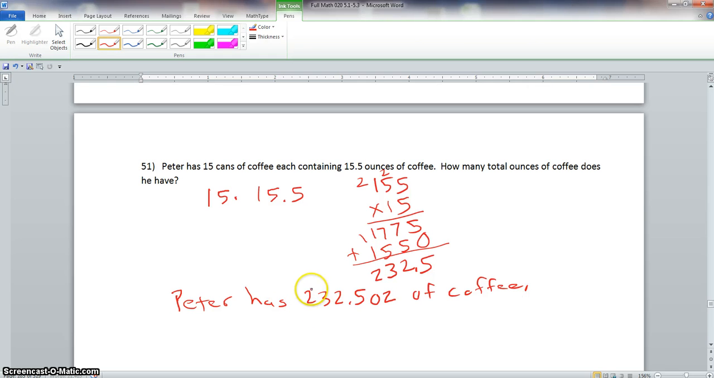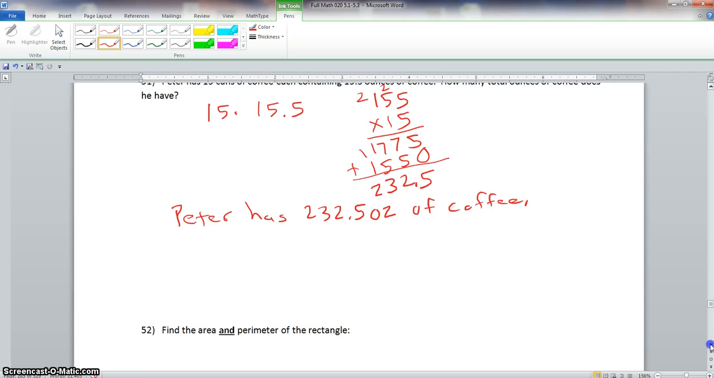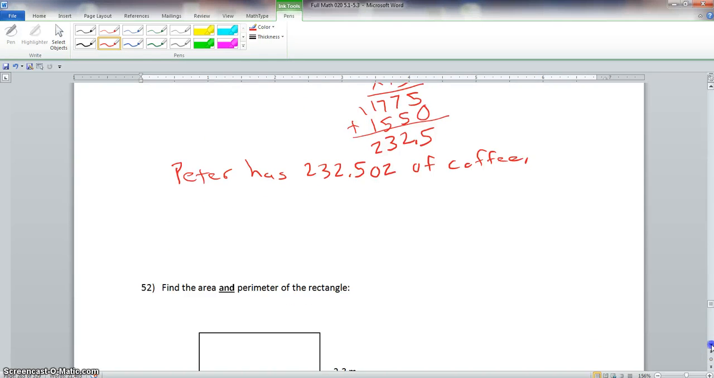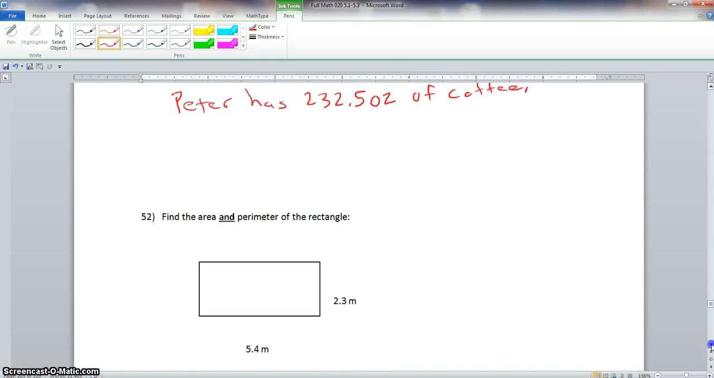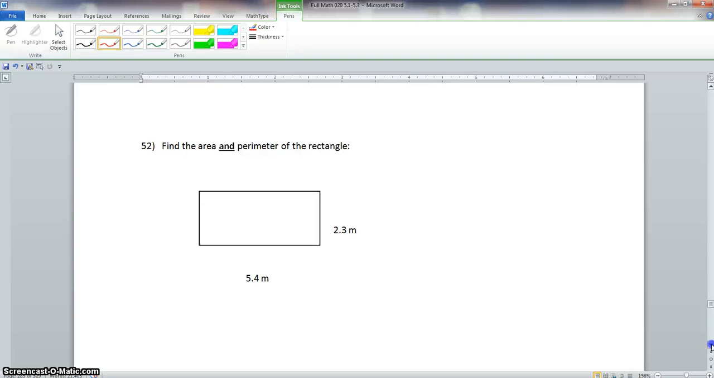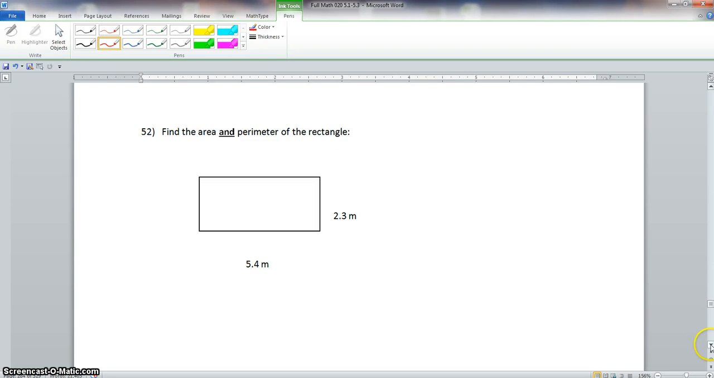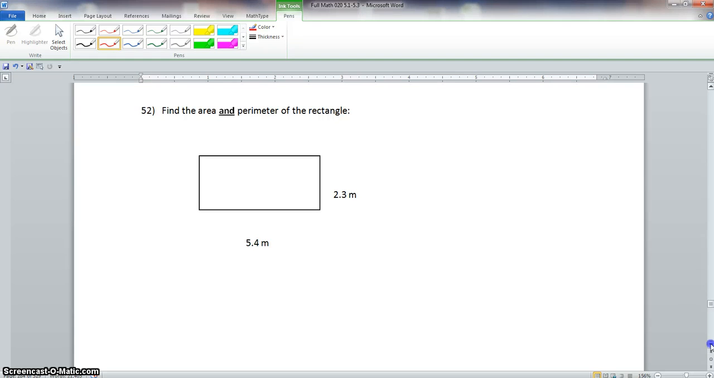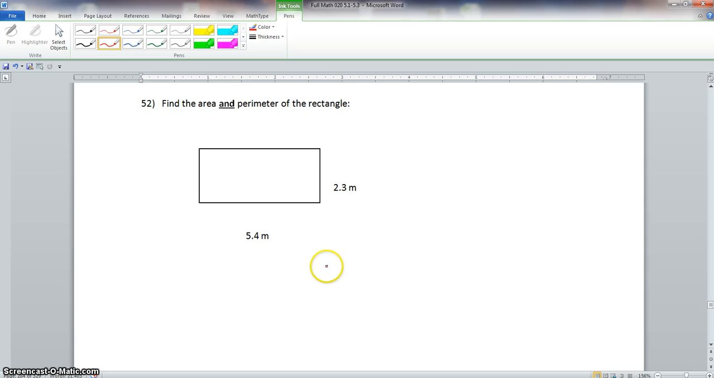Peter has 232.5 ounces of coffee, but we know that's the total amount that he has. So that is it for problem number 51, because that would be a whole lot of coffee to drink at one time. Now we go here to 52. It says find the area and perimeter of the rectangle. Now before we find it, we need to know the formulas for it.